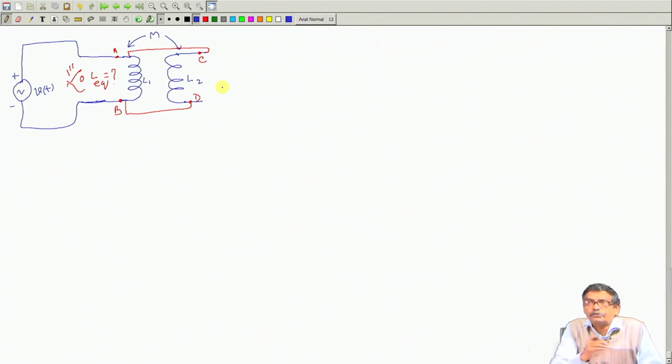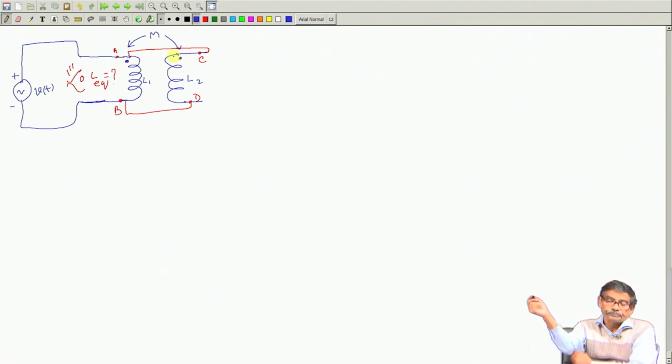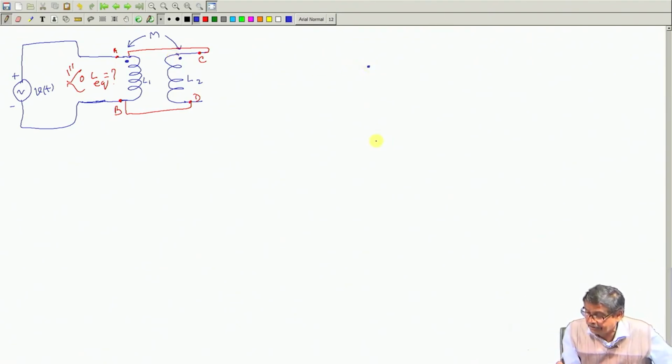But here I cannot proceed unless you tell me, because dot convention is essential to know the correct polarity of the induced voltage due to self inductance as well as due to mutual inductance. So, that is why dots are given, these two are the dots. Okay, now across AB what is happening? Let us see.